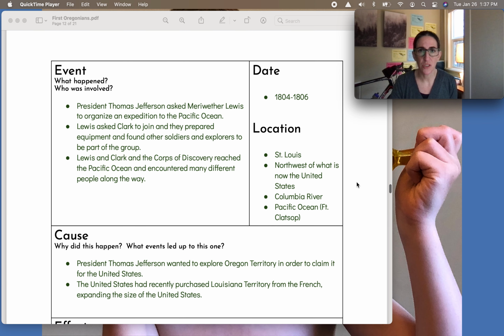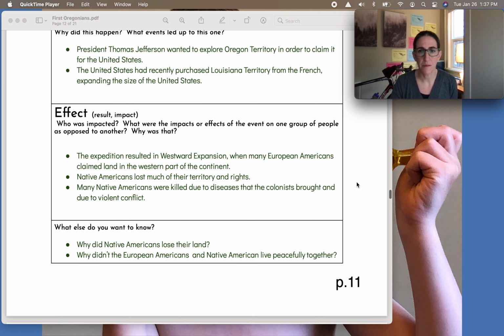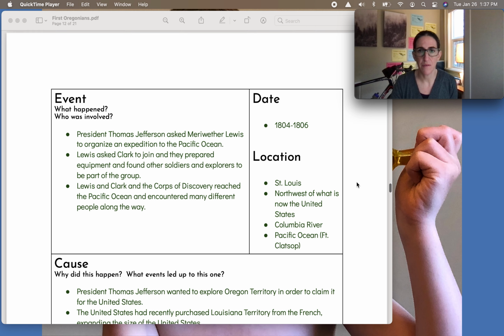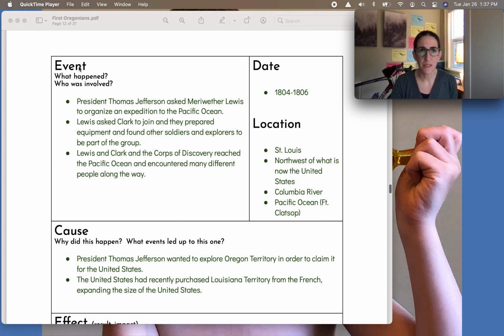The top section of this organizer, by the way, this is on page 11 of your packet if you want to have it in front of you. The top section has the event, the date, and the location. I'm going to start here on the right. The date of this event was between 1804 and 1806, so it spanned several years. And there were multiple locations.